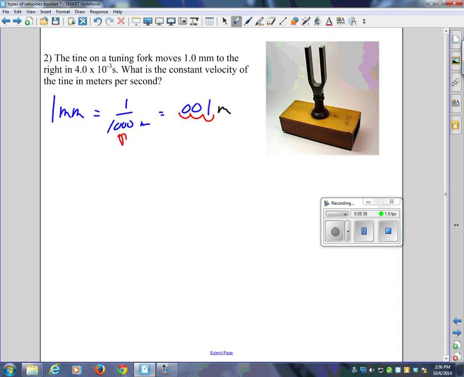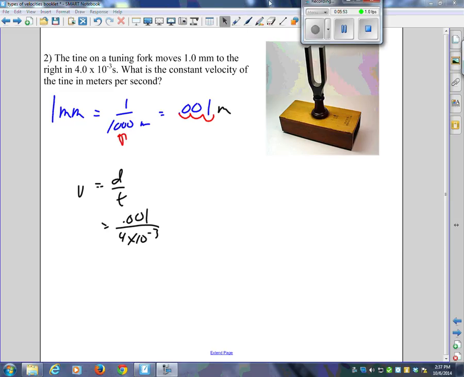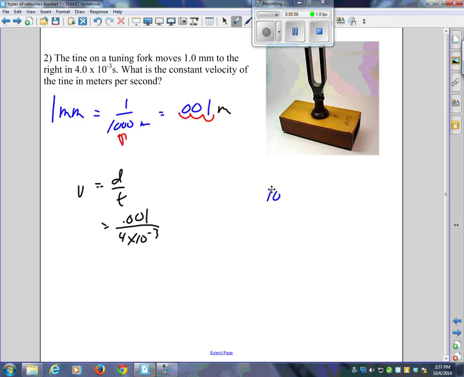And I want to know what the velocity is here. So V bar is equal to D over T. So 0.001 over 4 times 10 to the minus 3. Now what does that mean? Let's just do this on the side. 10 to the minus 3 means move the decimal place 1, 2, 3 to the left. So instead of 4, I go 1, 2, 3 to the left, right? 0.004. Now, you don't need to know all that because you have a scientific calculator.